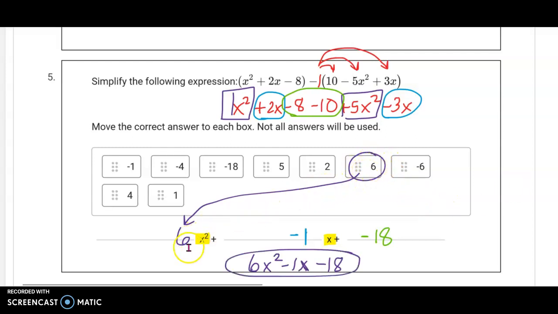You drag the 6 in front of the x squared, you drag the negative 1 in front of the x, and drag the 18 to where the constant would go. Now pause the video and try number 6.